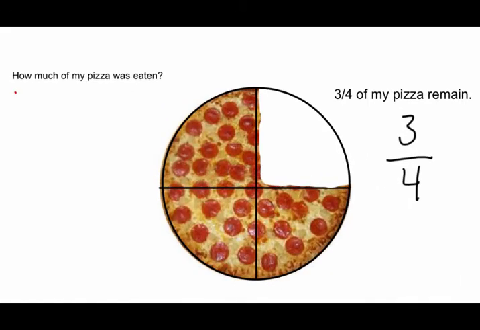3/4 of my pizza remain, and I wrote that as a sentence. And yes, you can write it as 3/4, or you can write it as 3/4. It's both the same thing. What if I wanted to figure out how much of my pizza was eaten? The first thing you got to do is figure out how many parts there were to that pizza. There was 1, 2, 3, 4 different parts. Originally, there were 4 parts to the pizza. That's the denominator. But how much of it was eaten? This one part was eaten. So one part of my 4 parts was eaten. I had 1/4 of my pizza that was eaten.